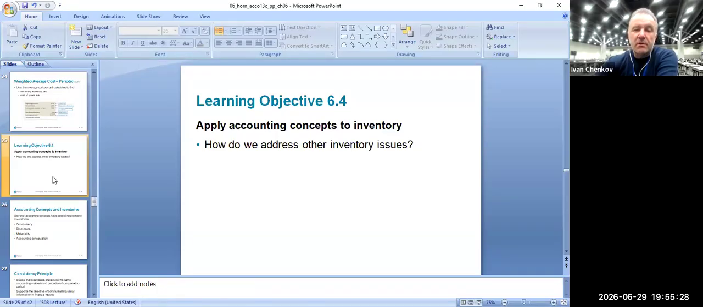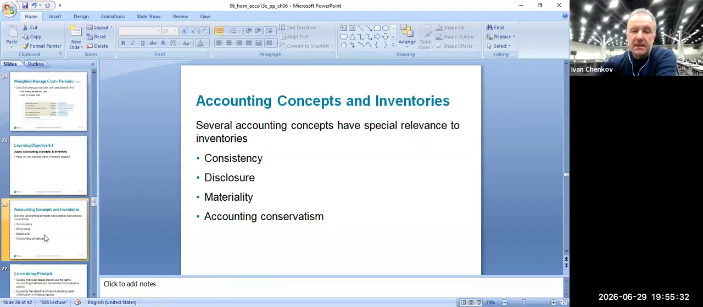How are we going to apply the concept of the inventory? Which method should we choose? That's the key here. First, we have to be consistent, which means that once we choose the method, we have to stay with that method. We have to always disclose which method we're using. We have to be careful with materiality and how sensitive our users of financial statements are. And the last one is we have to apply accounting conservatism.